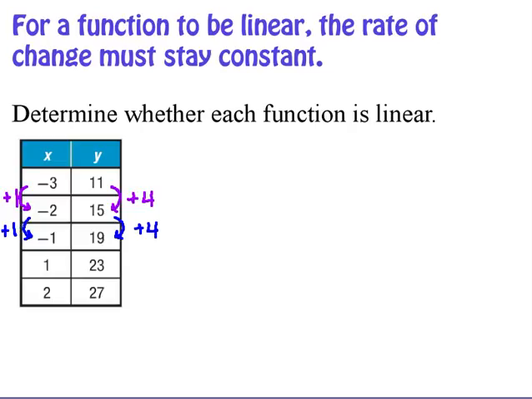Okay, but we need to check every row. So let's check this one here. What do I do? Add 4. What do I do here? Add 2. Is that rate of change the same? No. And so as a result, is this function linear? Nope. You need to check every set of pairs, or every pair of numbers. So all you're doing is you're checking the y's and combining them with the x's.